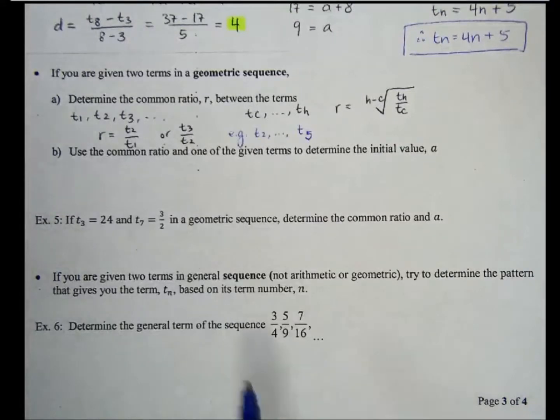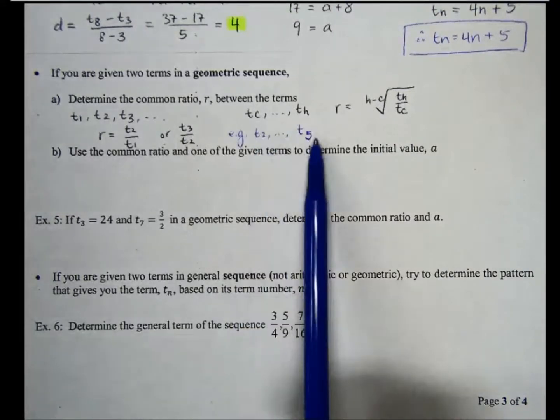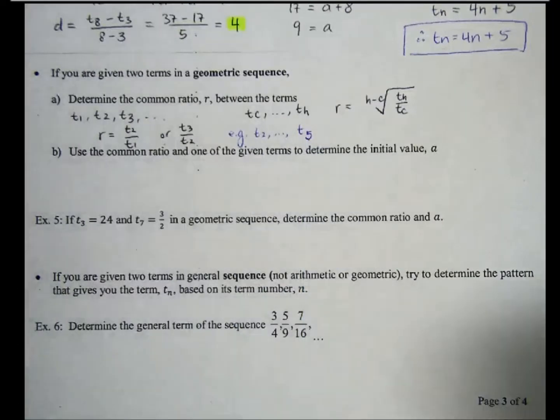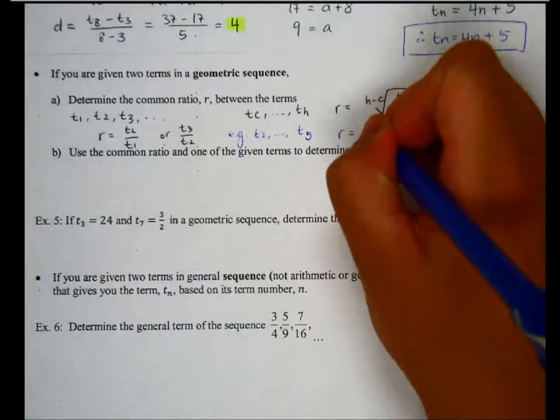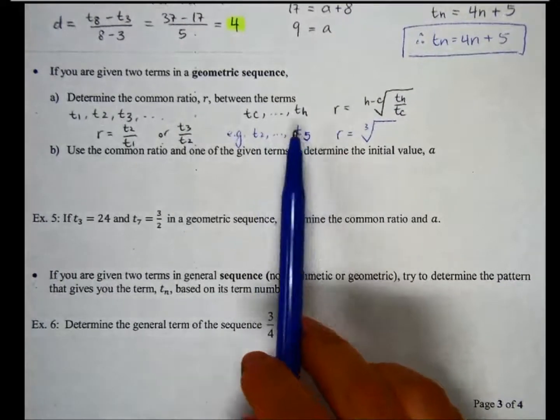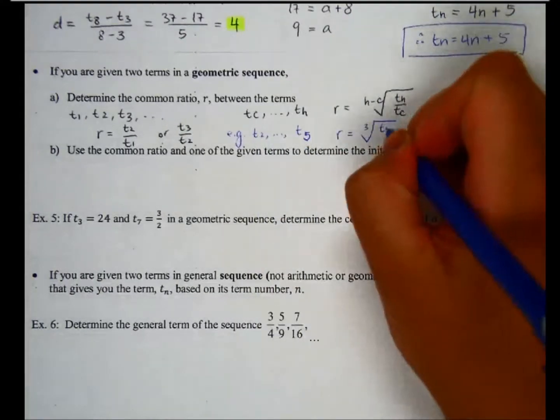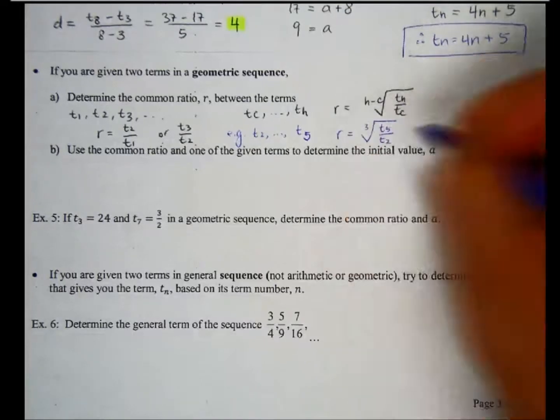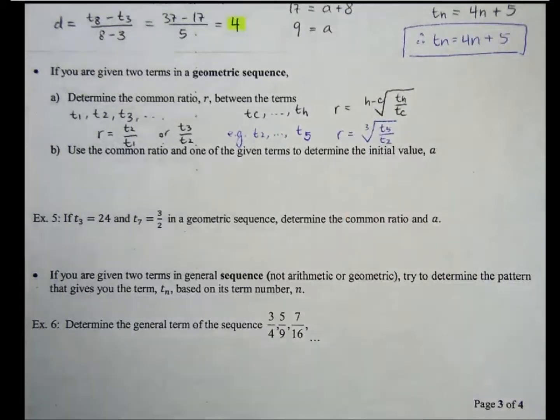So what I mean by that is, if you have, let's say, the second term and the fifth term and you want to find the common ratio r, then you're going to take the cube root, because that's how many skips there are between 2 and 5, 2, 3, 4, 5. And then you're going to divide t5 by t2. Once you have the common ratio, just use that and one of the given terms to determine the initial value a.